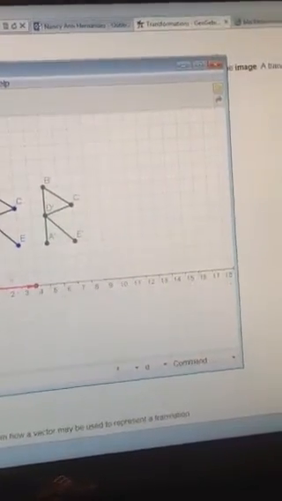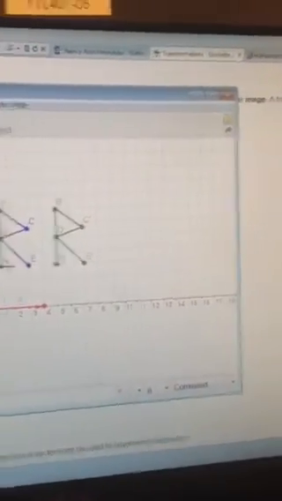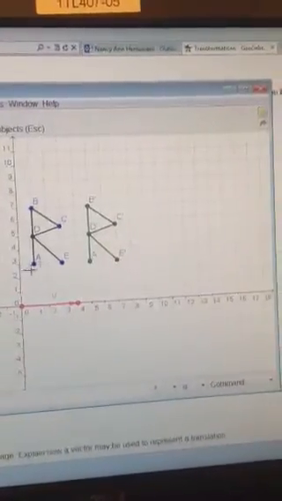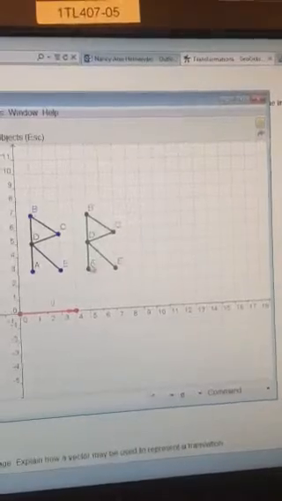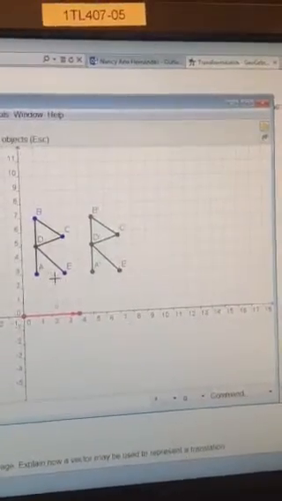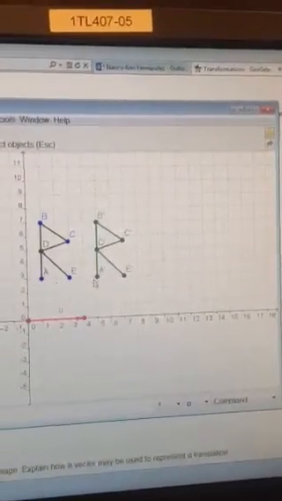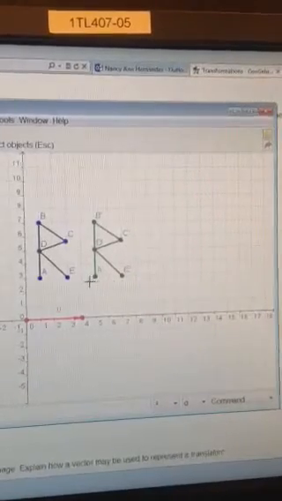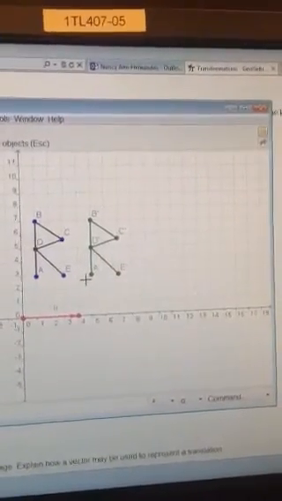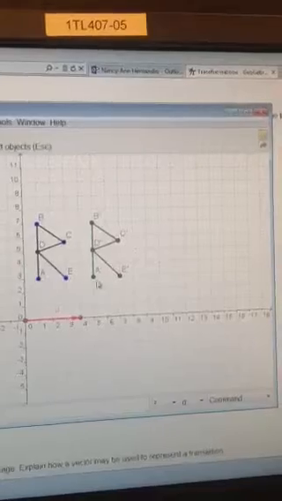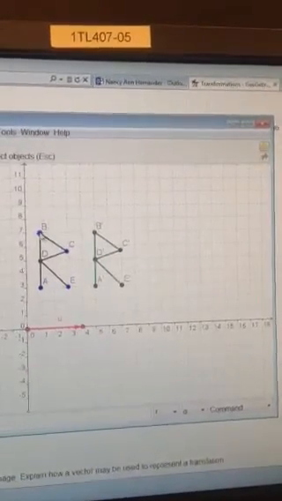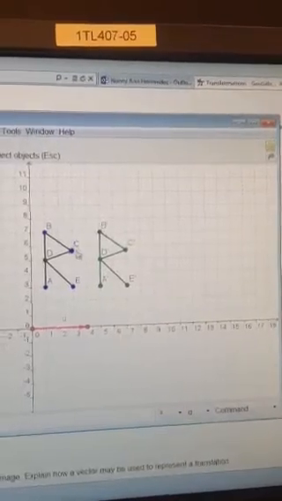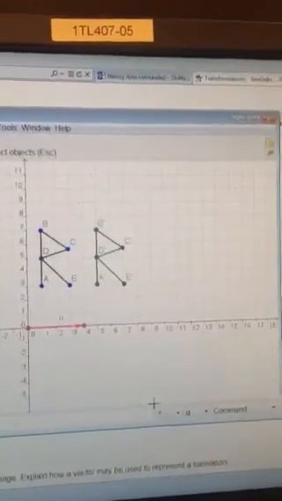So notice we have corresponding points. We have A here in the pre-image, which corresponds to A prime. Notice how they are 4 units across. The distance between those corresponding points is going to be congruent between all corresponding points. D is also 4 units from D prime. B is also 4 units from B prime. C is also 4 units from C prime, and so on.